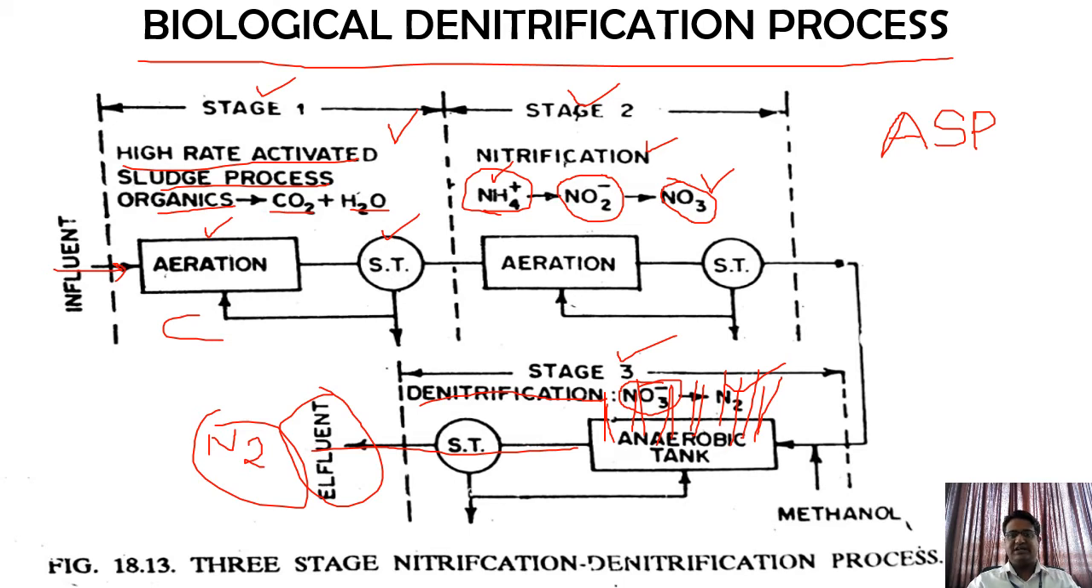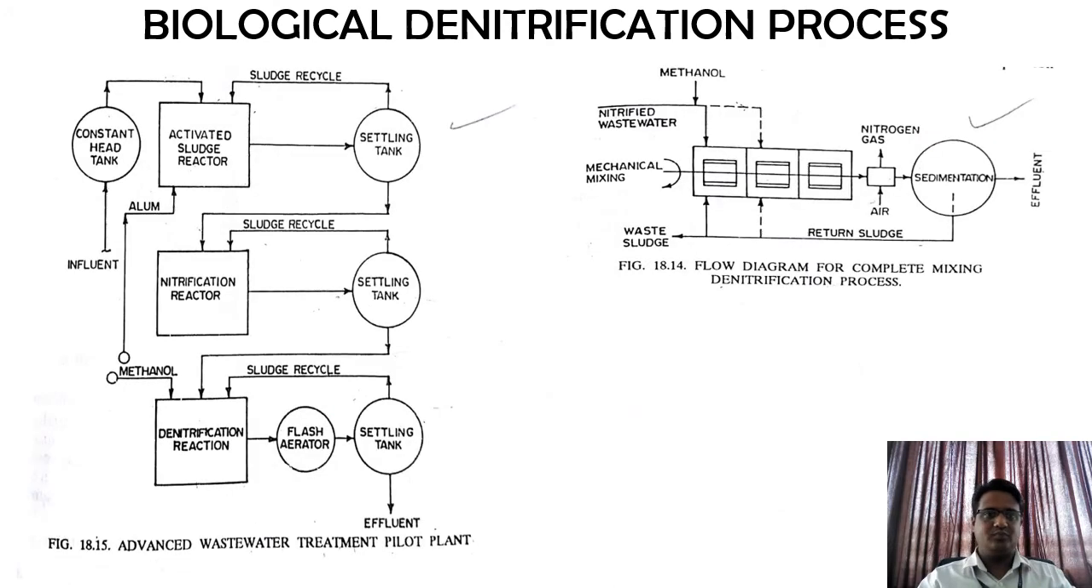So if you check out what all we have discussed, we have stage 1 where carbonaceous matter is degraded, stage 2 where nitrification has occurred, and stage 3 where denitrification has occurred. Now, biological denitrification process again as a whole. All these different representations are explaining the same theoretical thing we have learnt in the earlier slides.